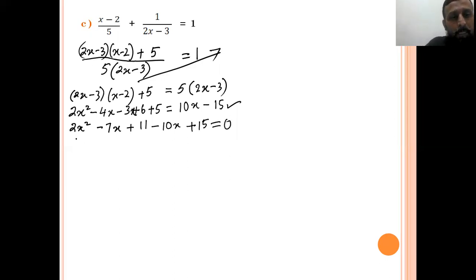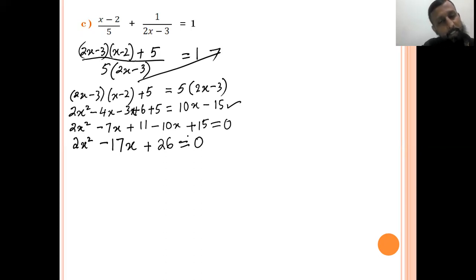So dear students, again you can add and subtract more numbers. 2x squared, negative 7x, and negative 10 makes negative 17x. Okay, 15 plus 11 makes 26. Positive 26 equals 0. Now, this is your single line quadratic equation 2x squared negative 17x and positive 26 equals to 0.